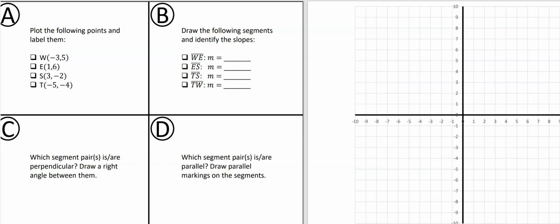So first thing is to plot out the points, right? So W is -3, 5. Be sure to label the points as you go. E is 1, 6. S is 3, -2. And finally, T is -5, -4.